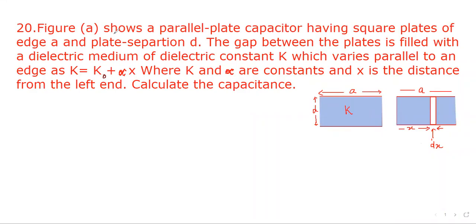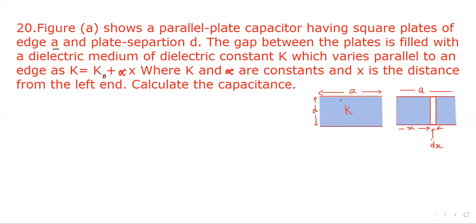Question number 20. Figure A shows a parallel plate capacitor having square plates of edge a and plate separation d. The gap between the plates is filled with a dielectric medium of dielectric constant K, which varies parallel to an edge as K equal to K0 plus alpha x, where K0 and alpha are constants, and x is the distance from the left end. Calculate the capacitance.